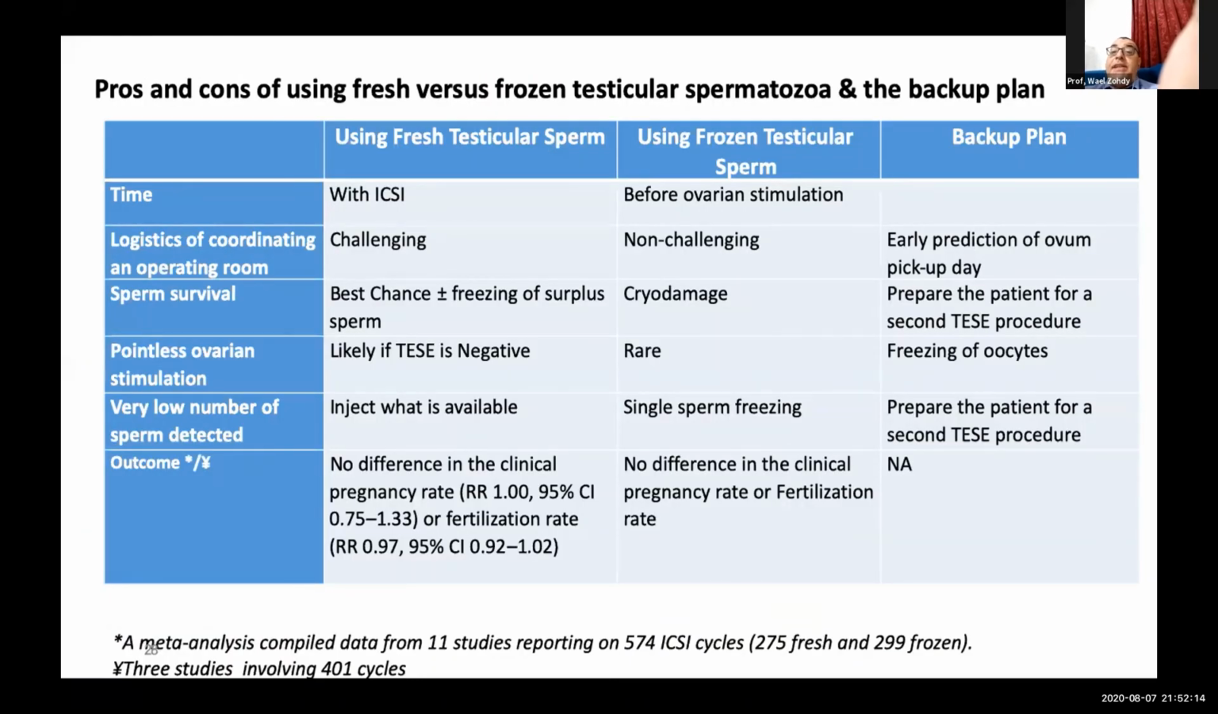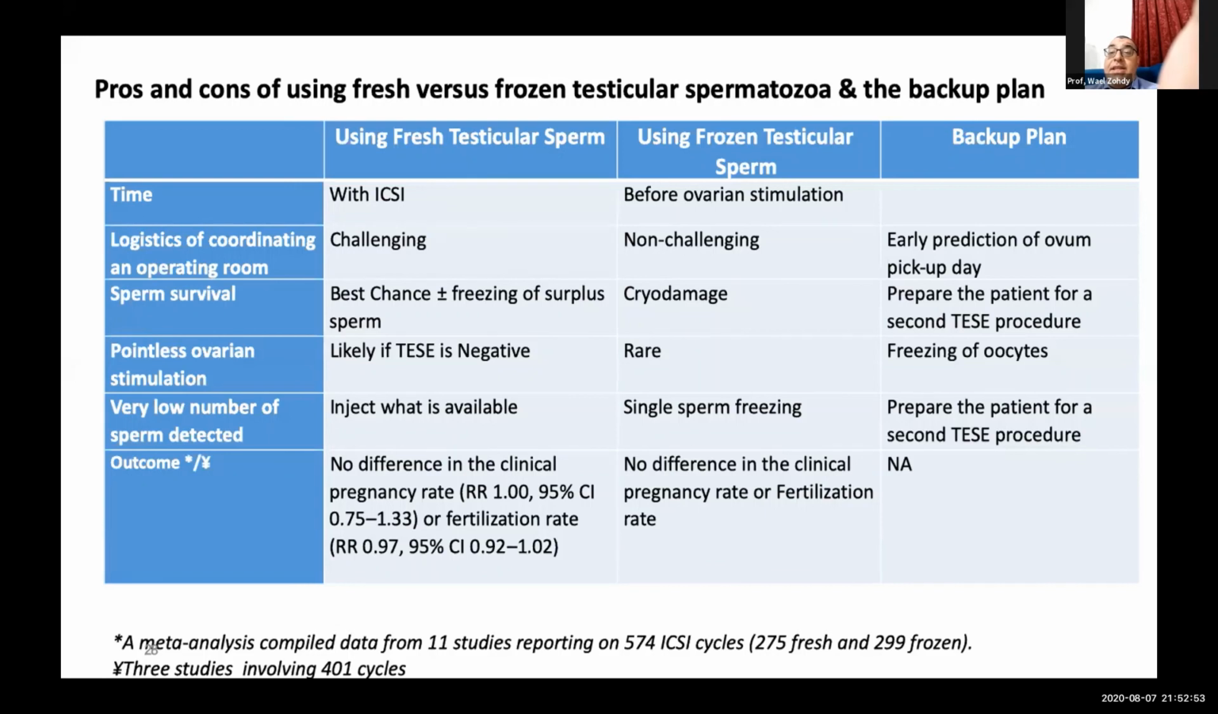This table briefly describes the differences between using fresh versus frozen testicular sperm from the time perspective. Logistics: it's easy to use frozen testicular sperm because, again, it's challenging to coordinate the OR. From the sperm survival perspective, cryo damage may happen with frozen testicular sperm. Pointless ovarian stimulation may happen if we prepare the wife and do TESE in the same cycle. This is rare with frozen testicular sperm.